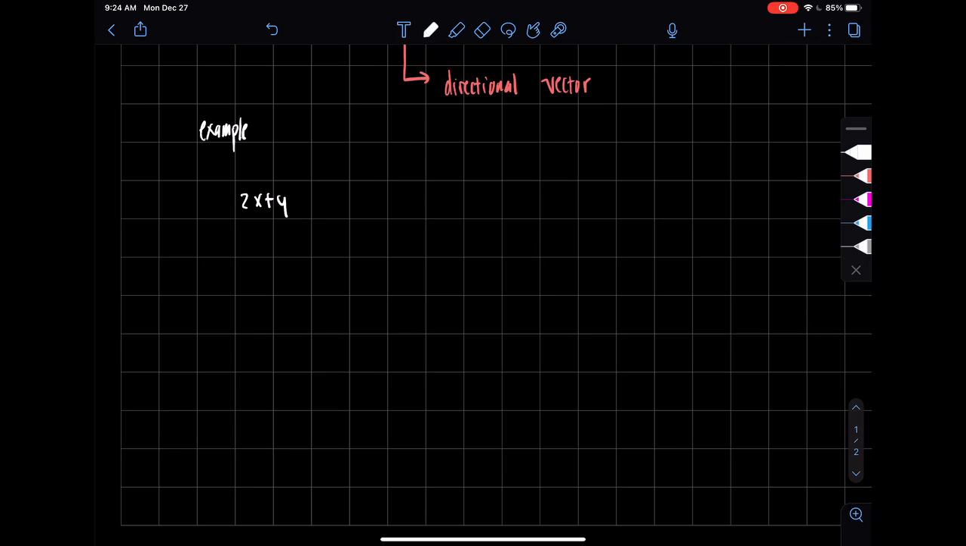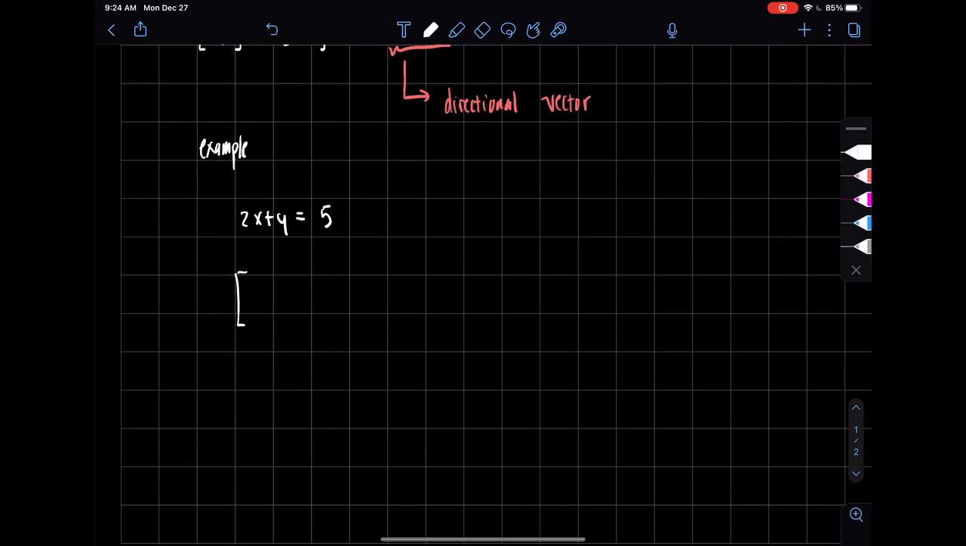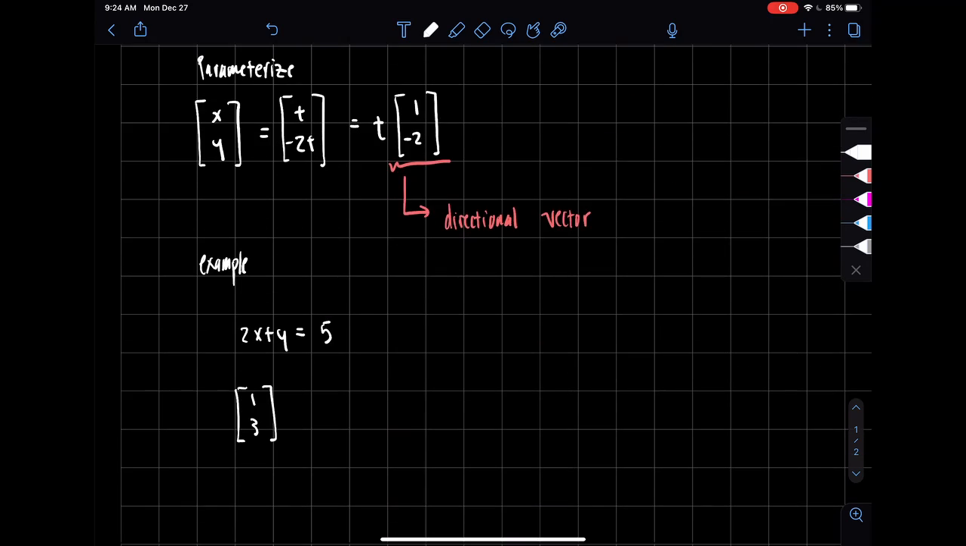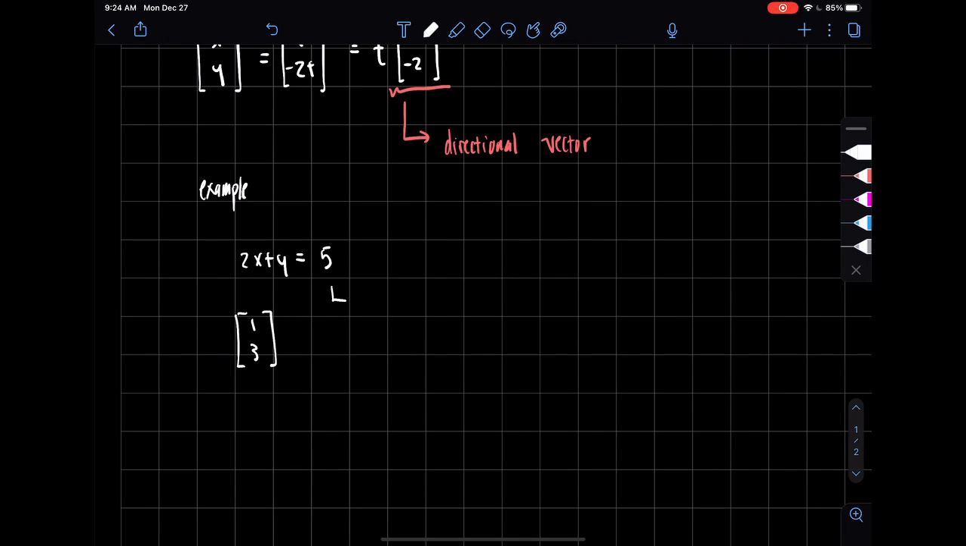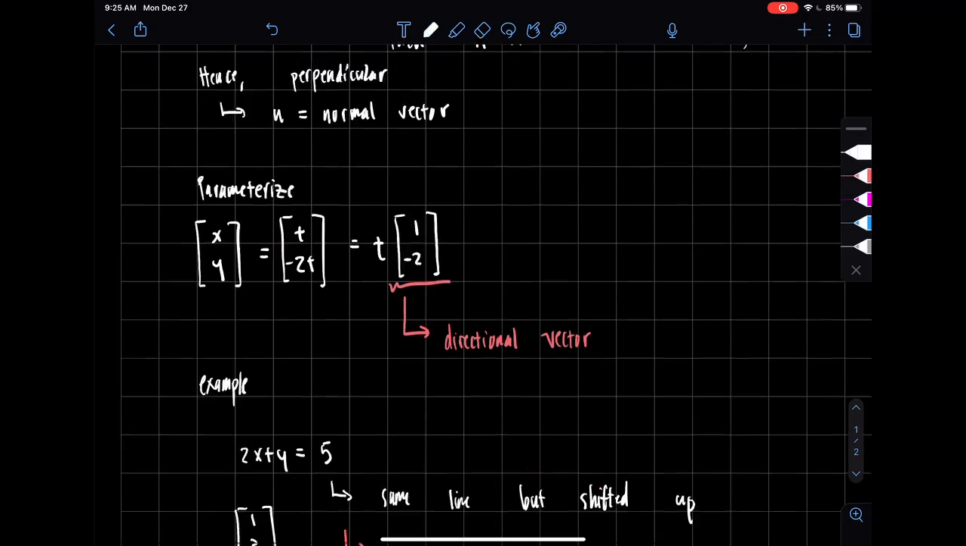We have 2x plus y, and we can see that (1, 3) is a solution. It is basically the same line as our initial equation, but we simply shifted it up by 5. Hence, we can see that n and d should still be the normal and directional vectors for this equation, because it is simply a vertical transformation.